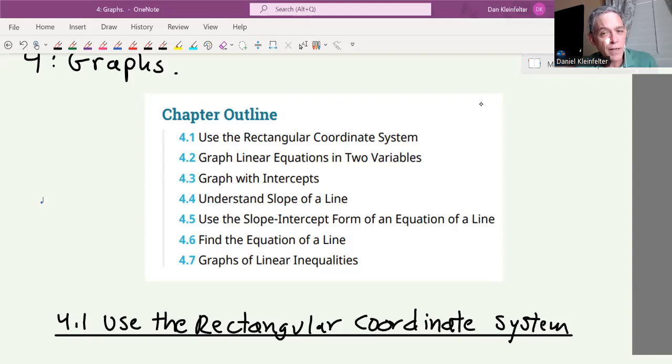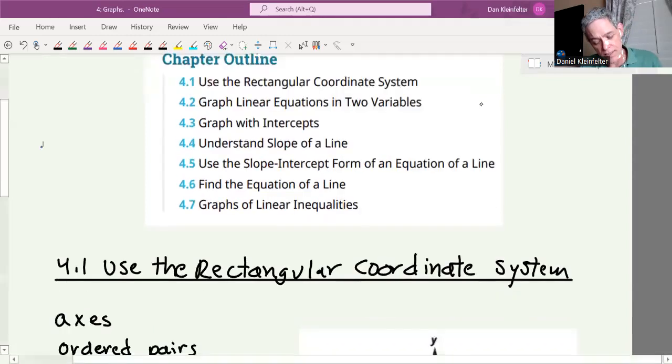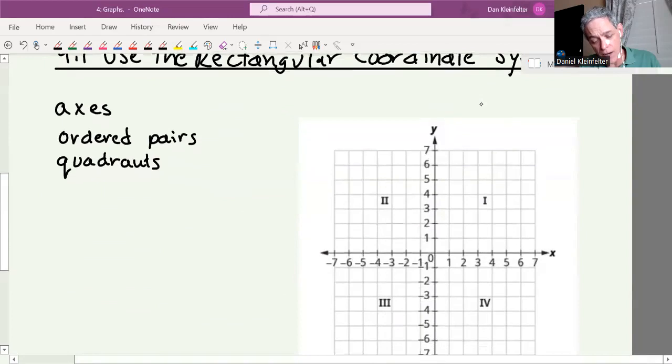4.5, use the slope-intercept form of an equation of a line. And we'll see what that is when we get there. 4.6, find the equation of a line. So given 2 points on a graph or 2 points in the plane, as we'll see, how do you find the equation of a line? And then finally, 4.7, graphs of linear inequalities. We'll see what that is when we get there. The first section, though, 4.1, is about the rectangular coordinate system. So we will start that now.